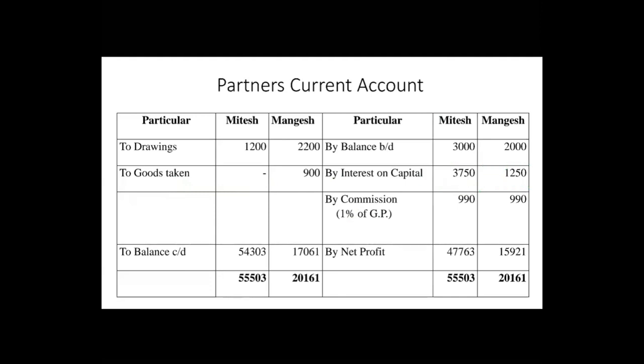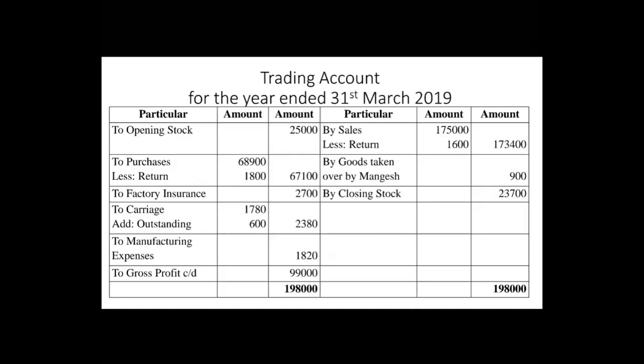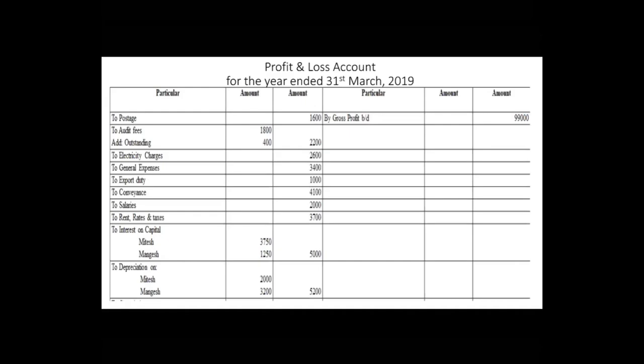Sorry, the second effect of this interest on capital will be on the debit side of the partners' profit and loss account. So where will the second effect of interest on capital go? To the debit of the profit and loss account, because the interest on capital is given by the firm to the partner. Which means the profit is reduced. That's why it is recorded on the debit side of the profit and loss account.